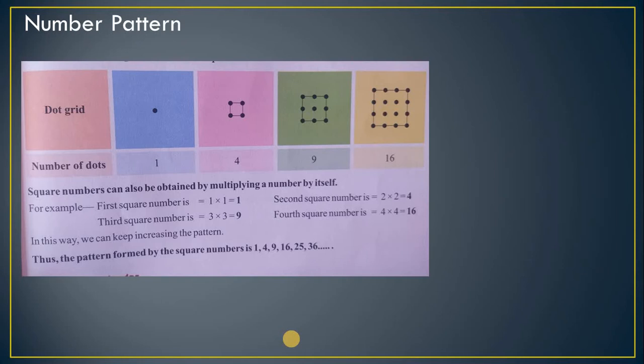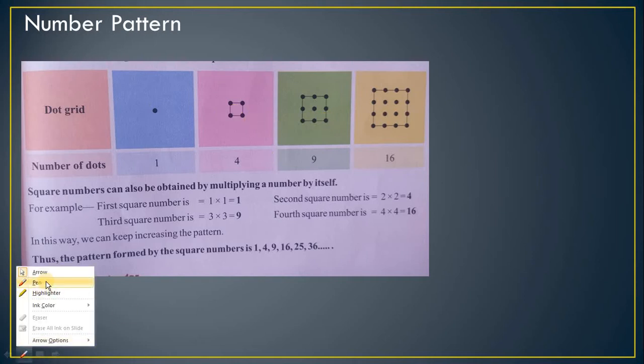Next, you can observe in this picture the number pattern. Now I am telling about the square pattern. This is nothing but a single dot. This is 4 dots. Next one is 9 dots. So how can you remember? There is one logic, applicable except for 1.